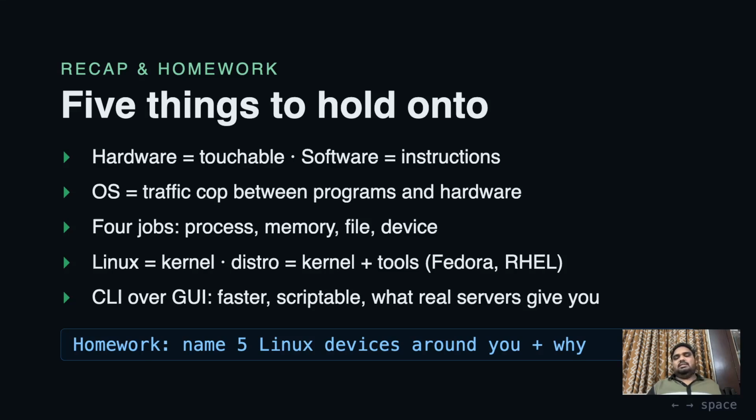Four, Linux is a kernel. A distro is the kernel plus tools, packaged for humans. Fedora and RHEL are distros. Five, we are choosing CLI over GUI because it's faster, scriptable, and it's what real servers actually give you. Your homework is to name five devices you think run Linux and be ready to explain why you think so.